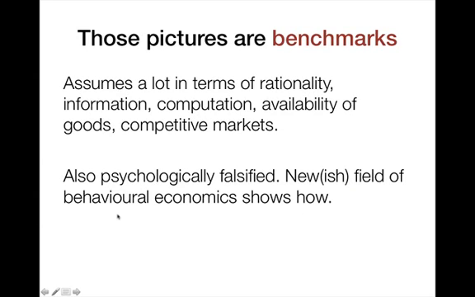So these pictures are just benchmarks. They assume a lot in terms of rationality, information, computation, the availability of goods, competitive markets. And it turns out that a lot of these things are psychologically and empirically falsified. In other words, they've been shown to be functionally untrue. They're still a pretty good guide to benchmark behavior, but at the end of the day, you should take these things not with a grain of salt, but with a barrel.